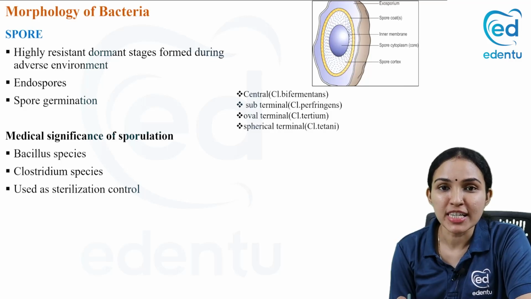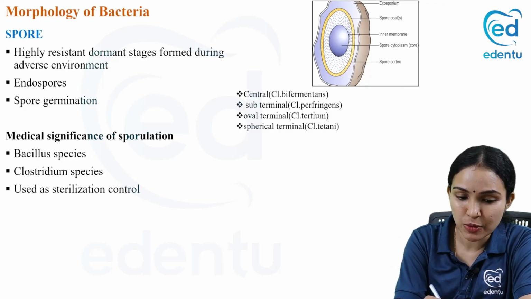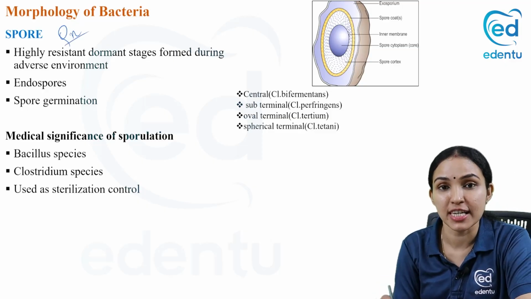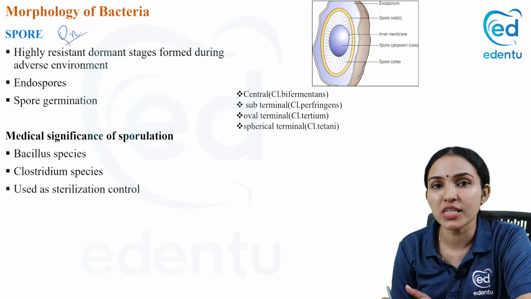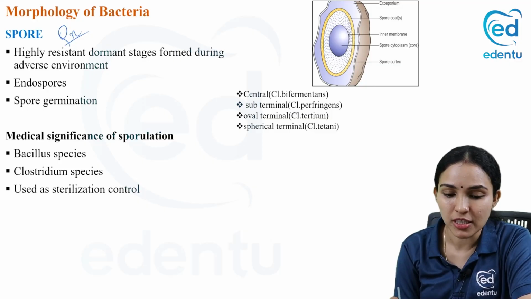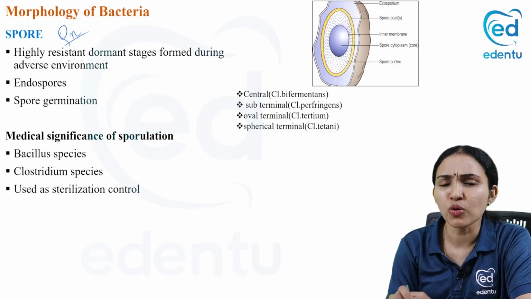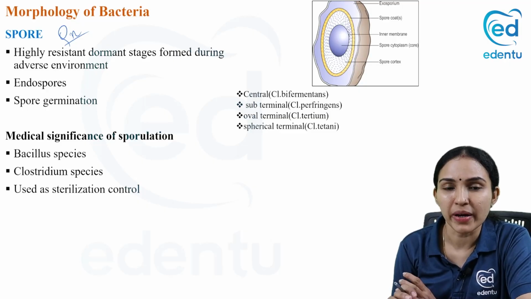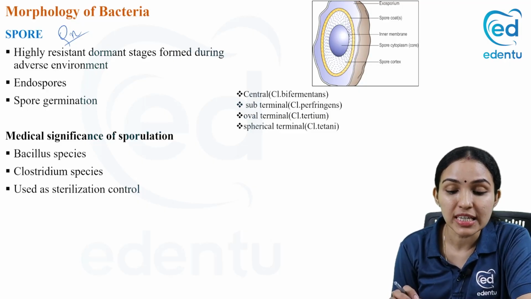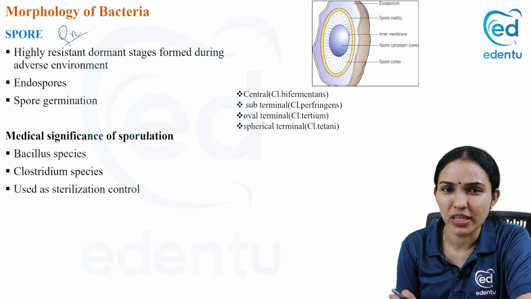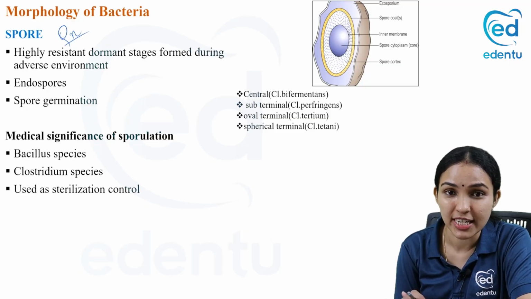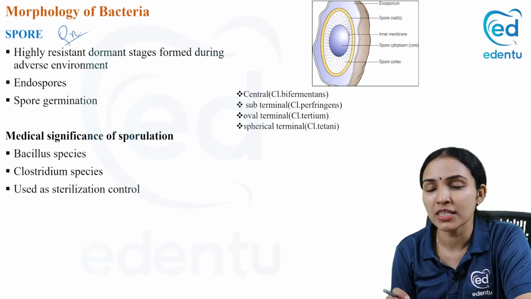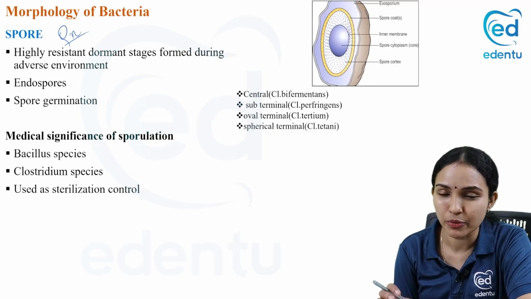Okay, so coming to the next structure, which is an important question: spore. After capsule and flagella, and cell wall, which we have finished, spore is the other important question from this part, morphology. So spore, as you all know, is a very resistant form. Bacteria form spore only in an adverse environment so that it won't cause any damage to it. So all bacteria cannot produce spore, only some bacteria can produce spore.